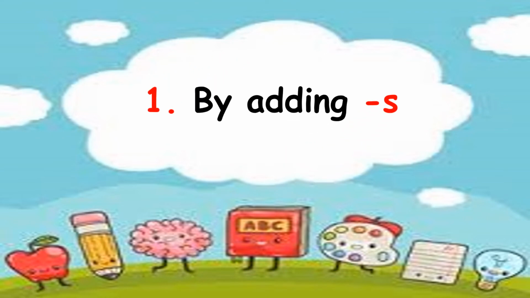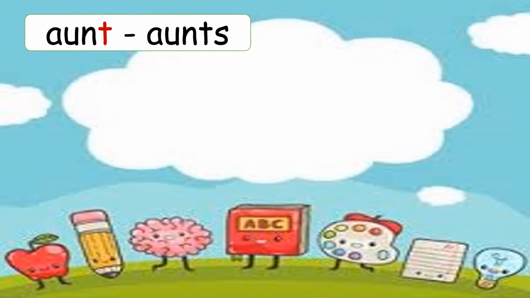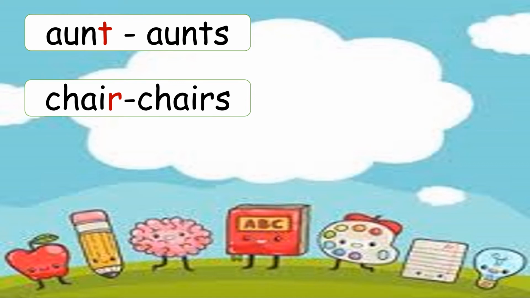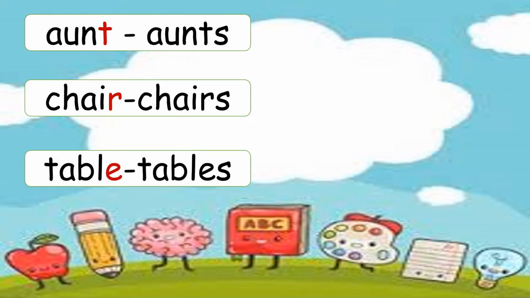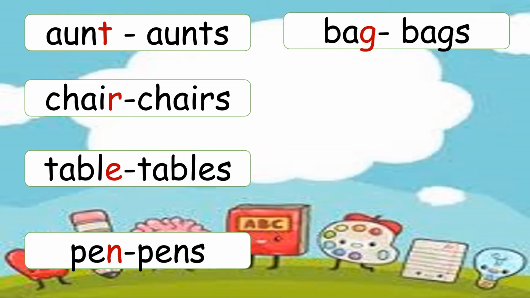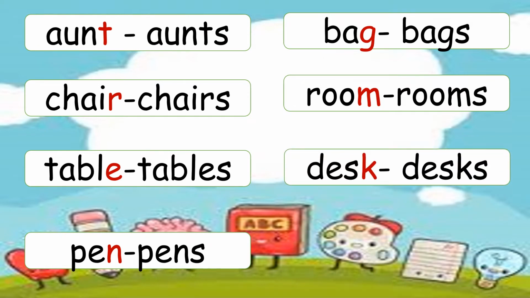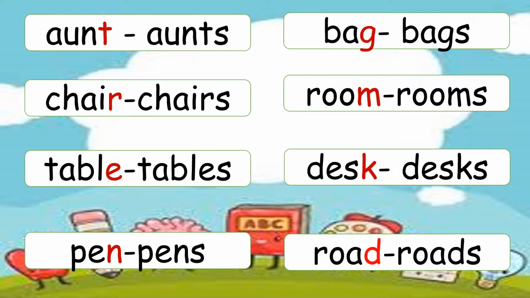The first one is by adding the letter S to the noun. Like aunt, aunts, chair, chairs, table, tables, pen, pens, bag, bags, room, rooms, desk, desks, road, roads. So most likely, if the noun ends with letter T, R, E, N, G, M, K, and D, just add the letter S to form its plural.